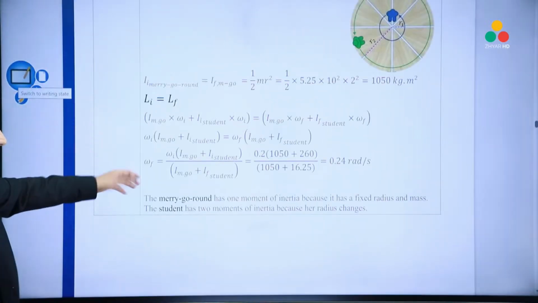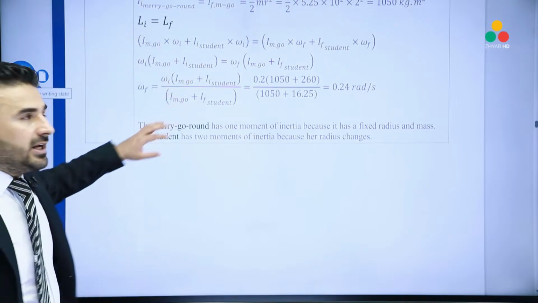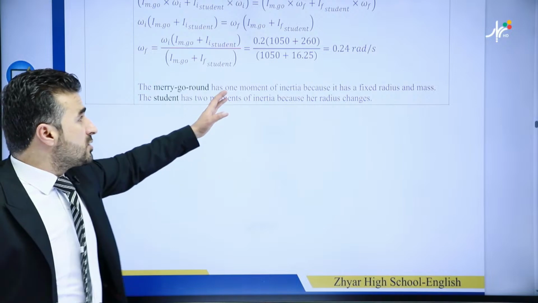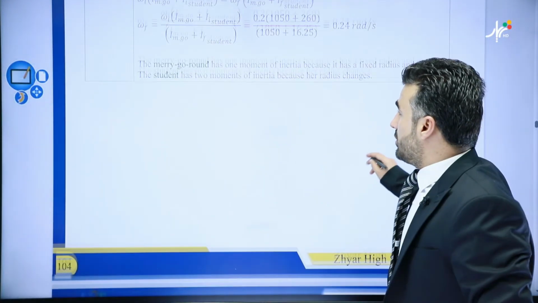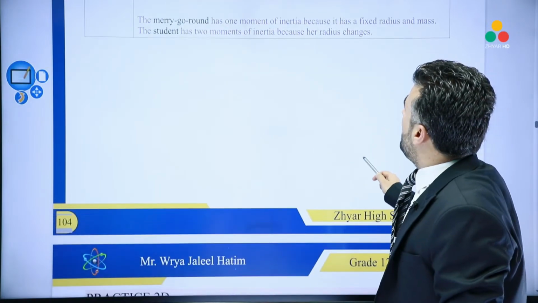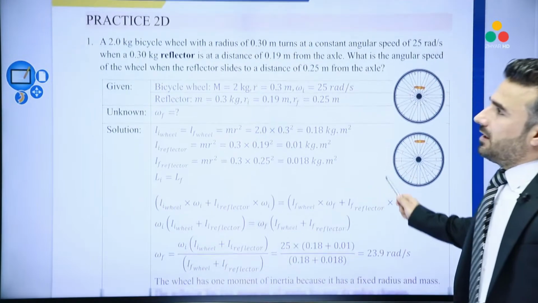So in the next questions, you will see that we're not going to go through all this work, yeah? We'll just use the last step and that's it. So remember, the merry-go-round has 1 moment of inertia because it has a fixed radius, but the student has 2 moments of inertia because her radius changes. So take a look at this.